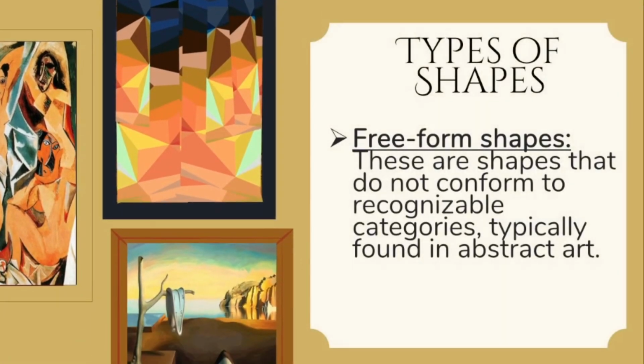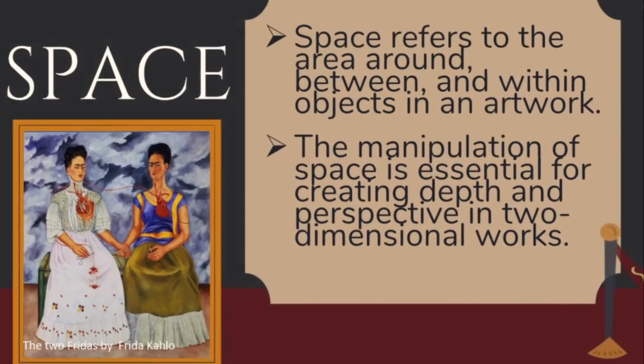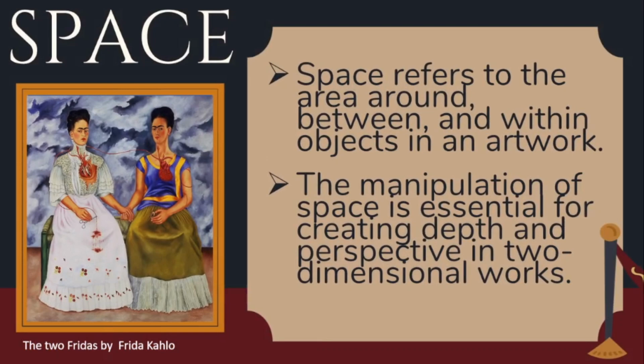C. Space. Space refers to the areas within, around, or between objects in an artwork. It plays a crucial role in creating depth and perspective. Artists manipulate space to establish relationships between objects and focus points in a composition. Example, The Two Fridas by Frida Kahlo. This painting utilizes positive and negative space to highlight emotional tension and isolation.